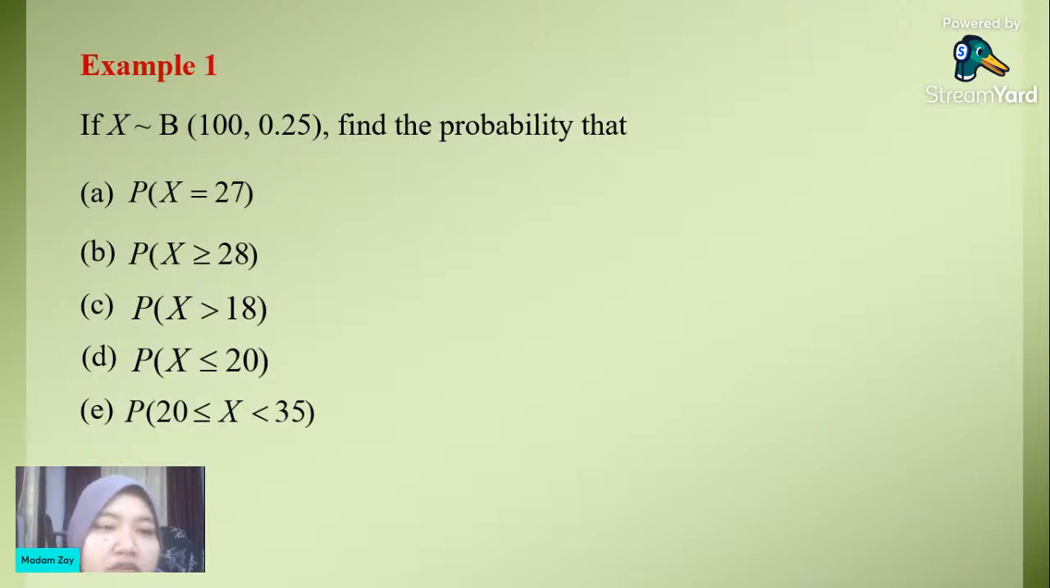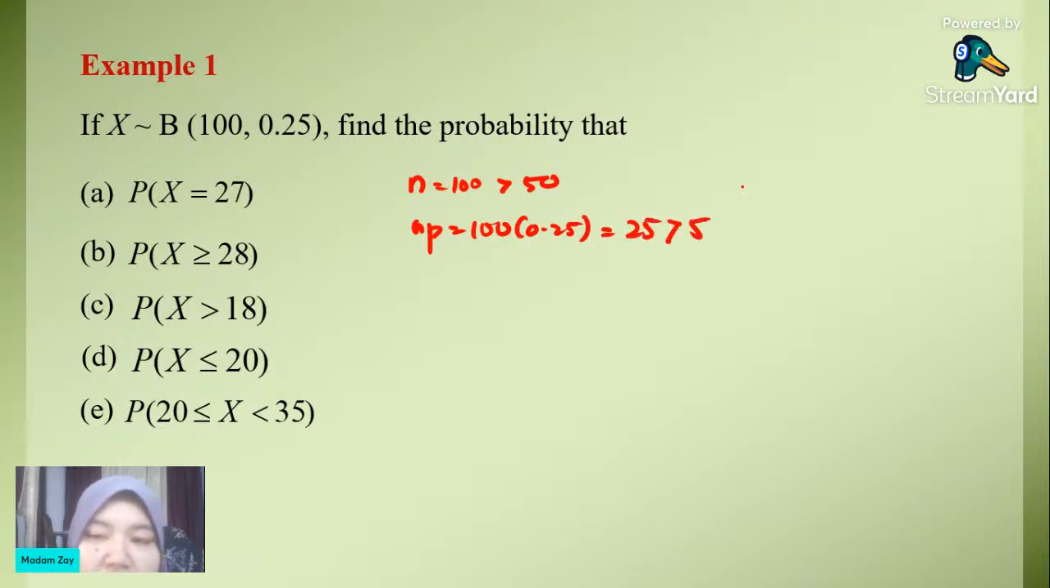Okay, so let's say example. If x is a binomial with 100 and 0.25 as the parameter, find the probability and so on. Now we can see that our n here is equal to 100, which is more than 50. And np is equal to 100 multiplied by 0.25, which is equal to 25, which is more than 5. So this characteristic indicates that we have to do the normal approximation.